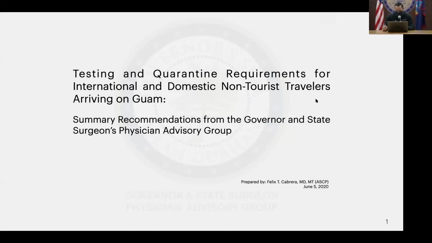The second part, I think, is also for the non-residents who are important for Guam's community, whether they're essential or otherwise, and having them come to Guam safely as well. And then also understanding how the dynamics of testing and quarantine play in that role. So this is not about tourism travel. That's the topic to be discussed later. So these are basically for all non-tourist traveling.